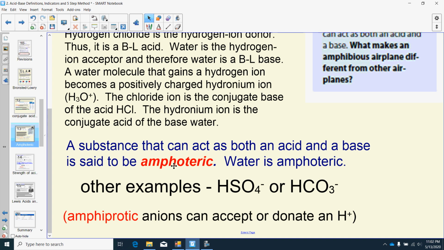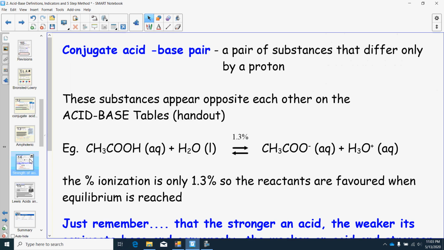So amphoteric is when any substance can act as an acid or base. Amphiprotic is more specifically a substance that can donate an H and can gain an H. So they can accept H's and they can donate H's. So there's a slight difference there between those terms.